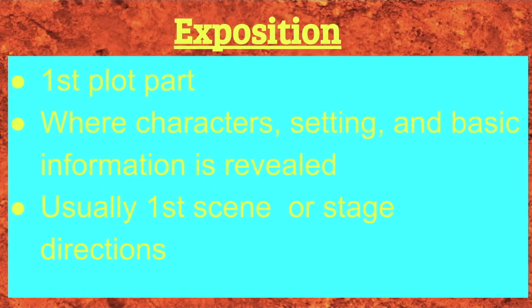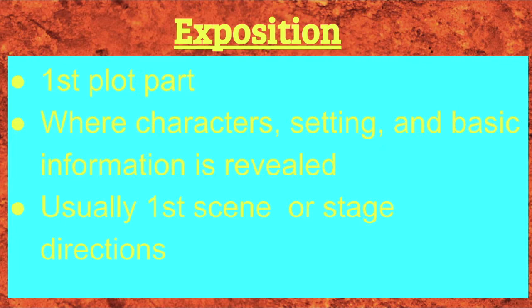This is how a story should look in ideal. Let's get started with our first one, which is exposition. This is the first part of the plot. Right at the beginning, we find out who these characters are, where we are, and some basic information is revealed right at the start of the play. Sometimes it is spoken, sometimes it is in the stage directions. And stage directions are those written things in parentheses that we don't necessarily say, but we know.